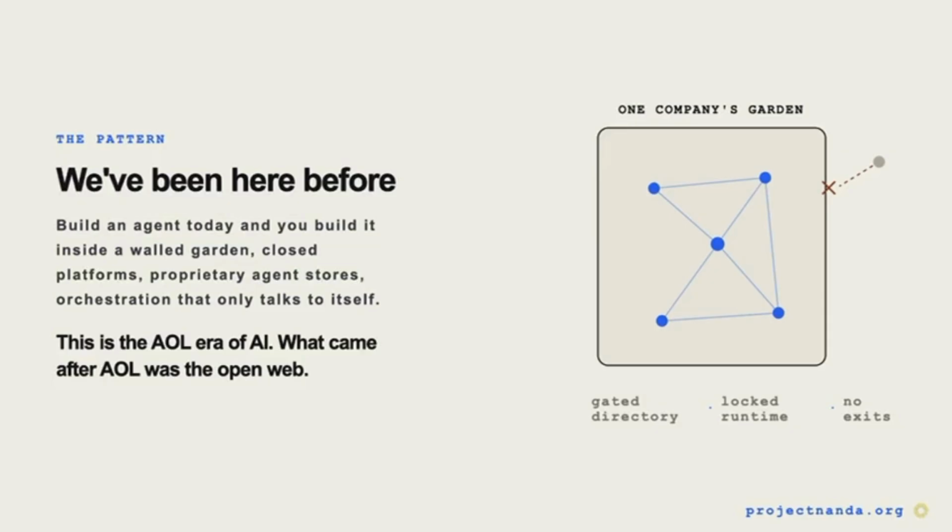And what came after AOL was the open web. Everybody, in a permissionless manner, was creating websites and creating browsers, and any website could talk to any browser. And that's the transition that's about to happen to agents as well.